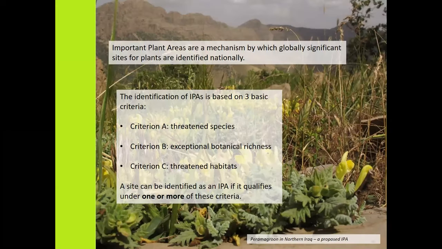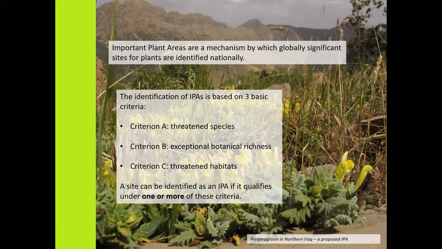So the identification of IPAs is based on three basic criteria. Criteria A, which is threatened species. The goal of this being to capture places which contain species under the threat of extinction. Criteria B, which looks at botanical richness. The aim being to capture places of exceptional plant or fungal diversity, and it focuses on quality of sites rather than threat. And criteria C, which aims to capture the largest and most continuous areas of threatened or extremely restricted habitats. So a place can qualify as an important plant area if it meets one or more of these criteria.